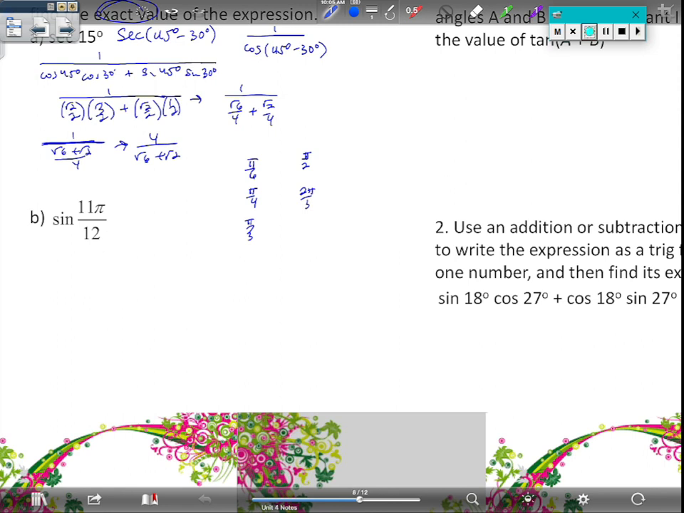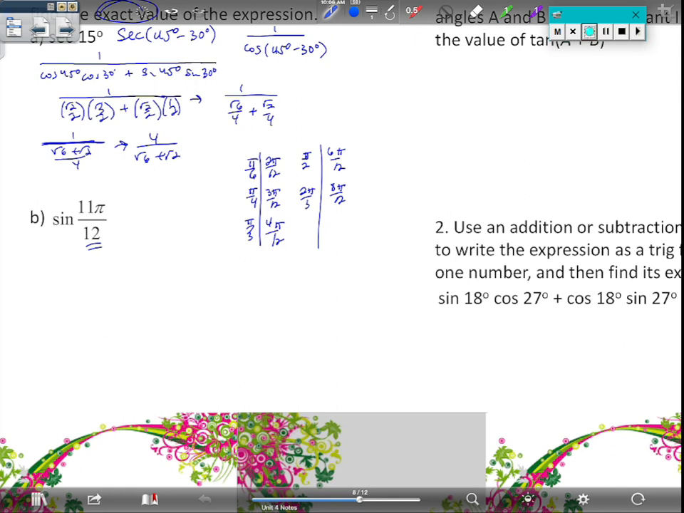So pi over 6 in twelfths would be 2 pi over 12. And pi over 4 in twelfths would be 3 pi over 12. You see what we're doing? I'm just putting everything in twelfths because this is in twelfths. So 4 pi over 12, and then 6 pi over 12, and then that gives me 8 pi over 12. So I need to find some combination of adding or subtracting any of those twelfths to come up with 11 pi over 12. And you have lots of options.